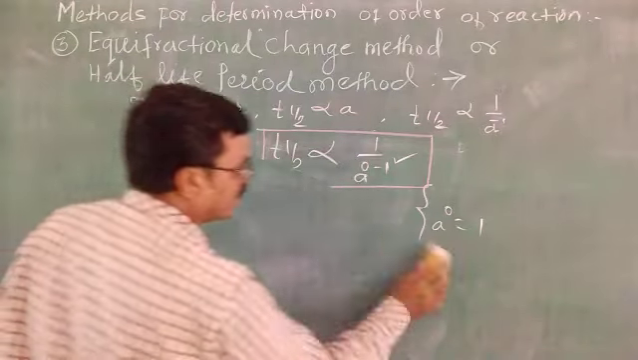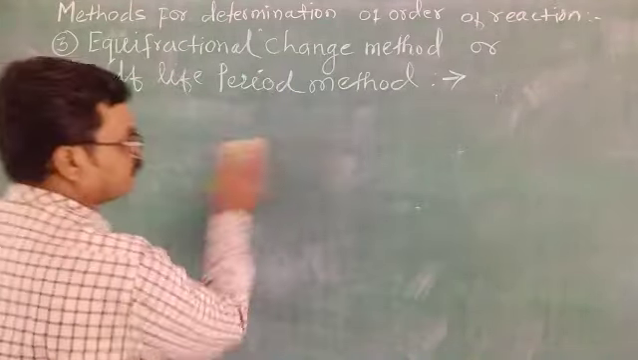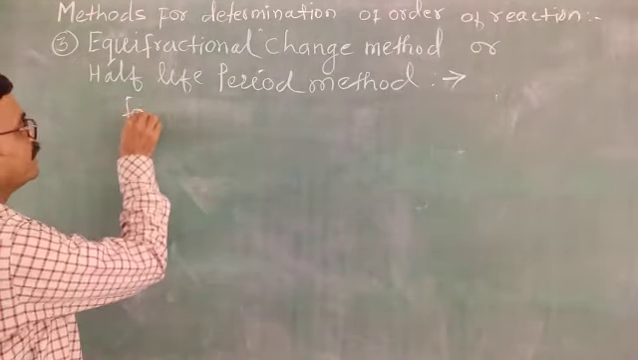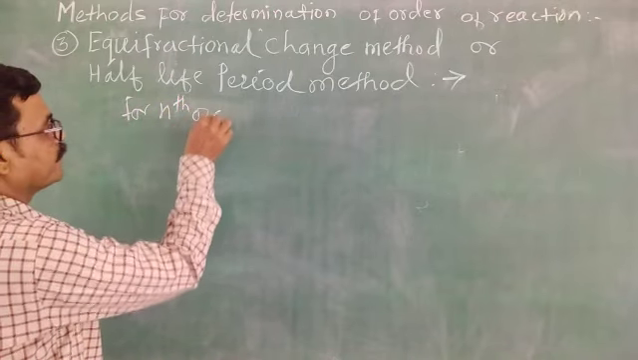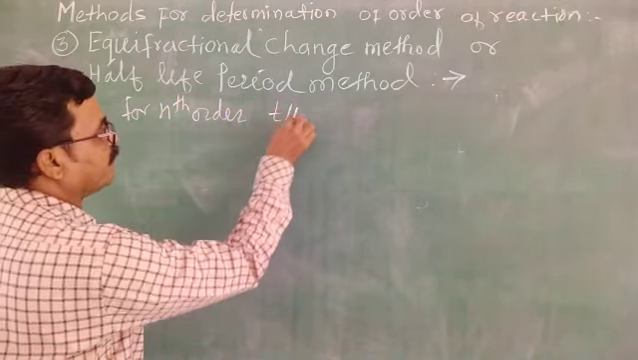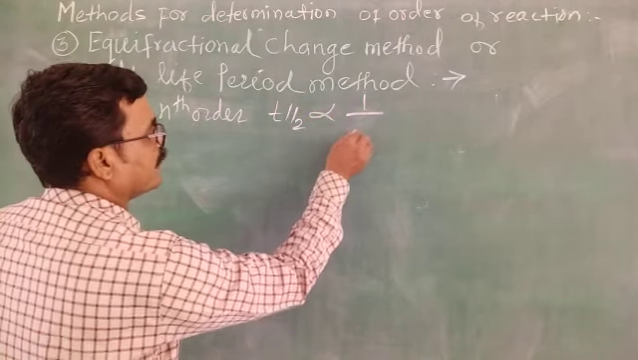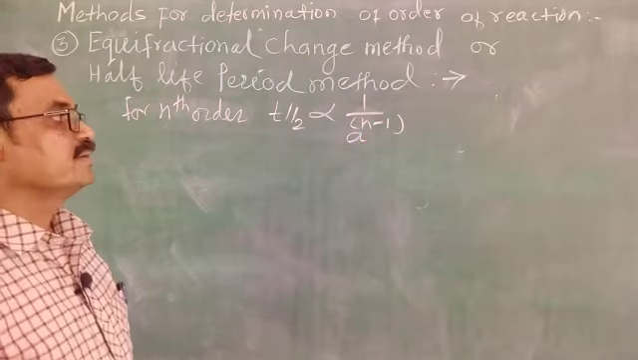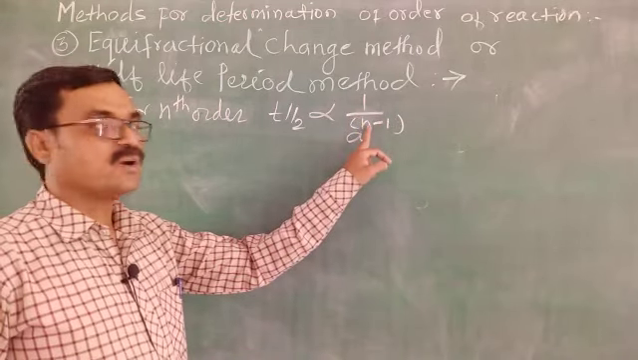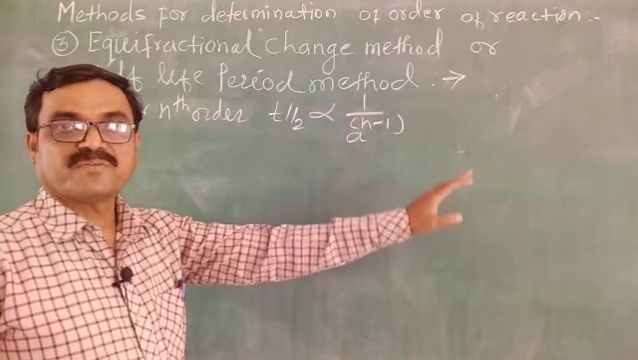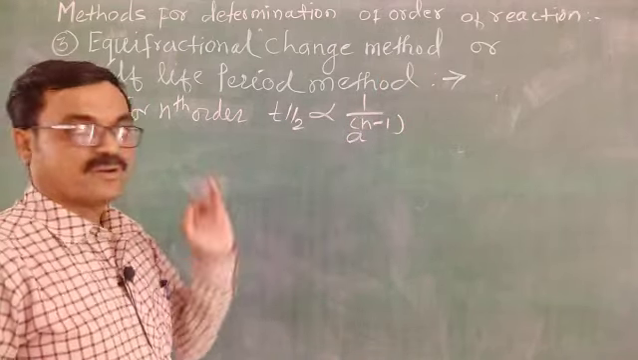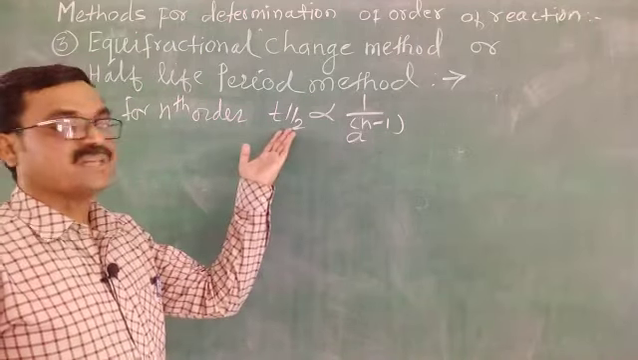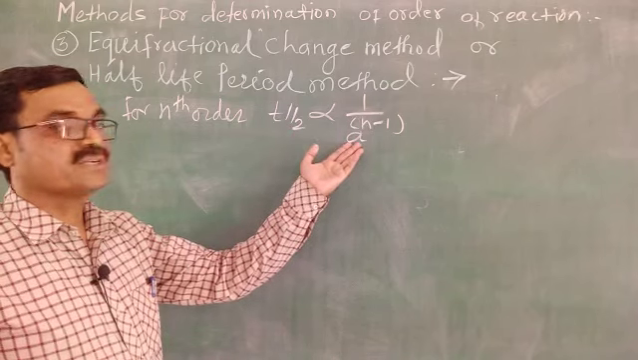From this, what is the analogy for an nth order reaction? For nth order it will be T half is inversely proportional to A raised to power n minus 1. Very important. Getting it? Here n is the order, because you know for zero, first and second order reaction. From this, for nth order, this one. Now here T half is the half-life period, and A is the initial concentration.